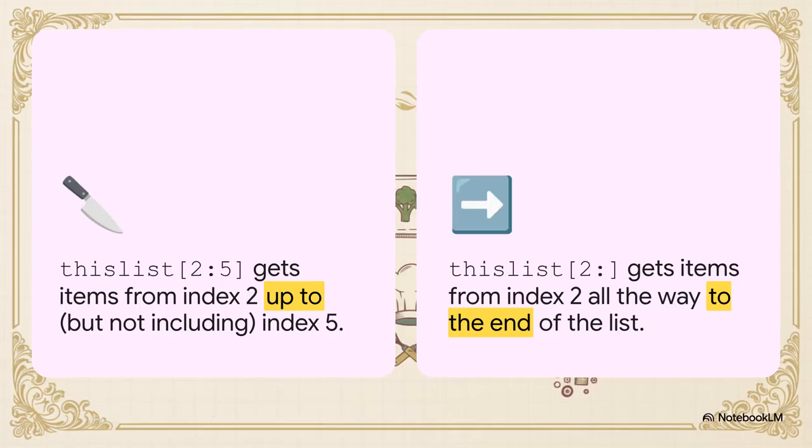Now, what if you want a whole range of items, kind of like a sampler platter from your list? Well, that's called slicing. You just give it a start index and an end index, separated by a colon. The one little tricky part to remember is that a slice like 2:5 gives you the items from index 2 up to but not including index 5. And if you leave off that end number, like 2:, it just says, "Hey, give me everything from here to the very end of the list."